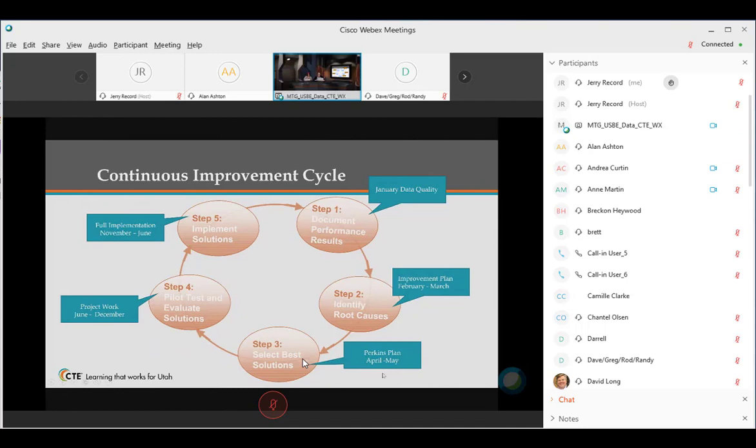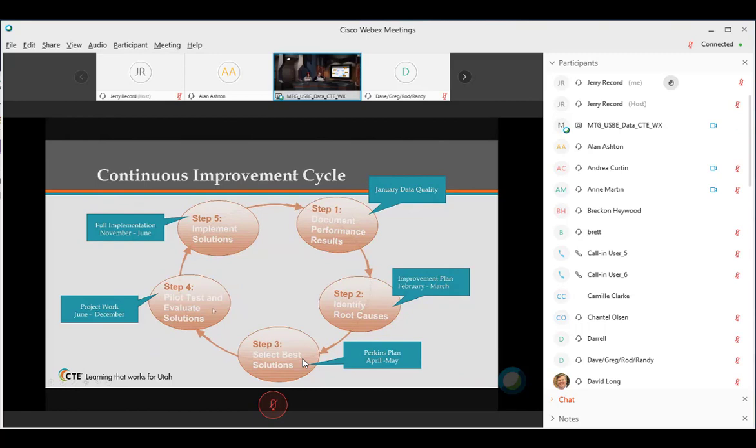Select the best solutions in your Perkins plan, which you do in April and May. When is that due? June. June 1st as well? Well, we don't know this year yet, but typically June 1st. Okay, so typically June 1st. The jury's still out on when it'll be due this year. The three of us, Wendy, Camille, and I, will be going to DC in a couple weeks, and we'll probably come back with a lot of answers to some of these unknowns for Perkins 5.